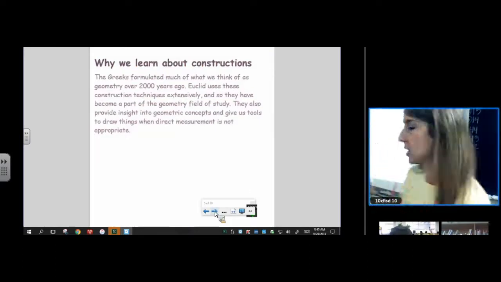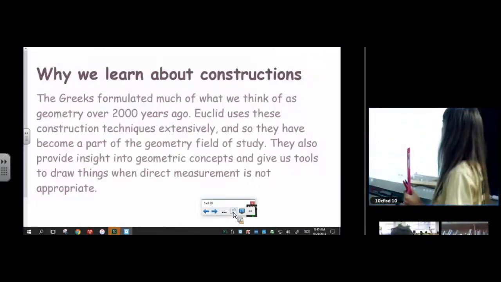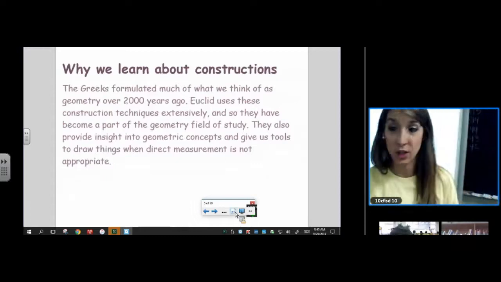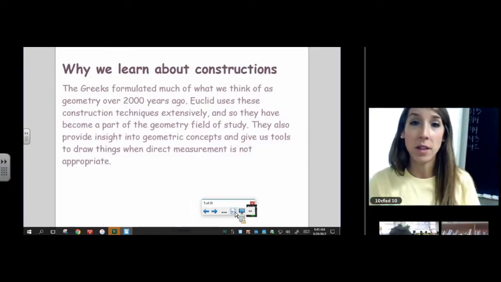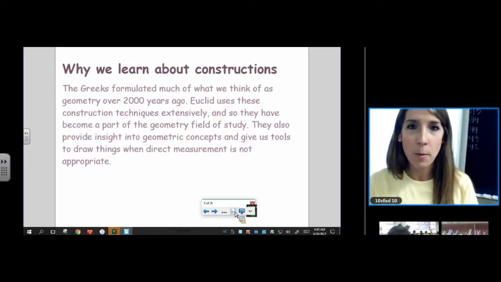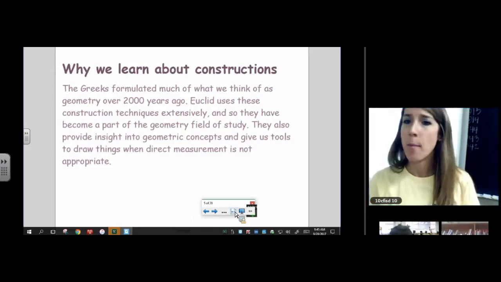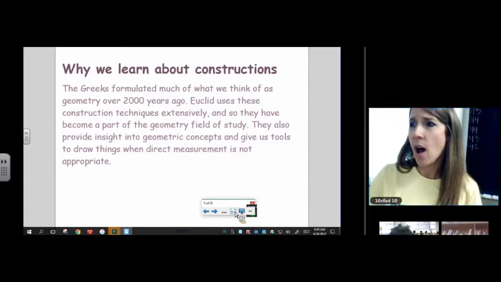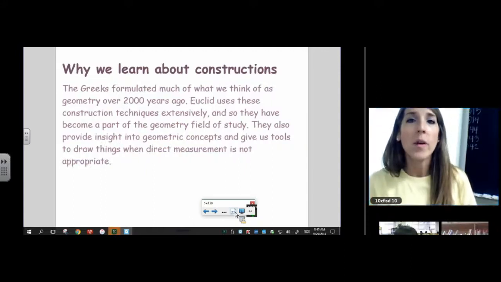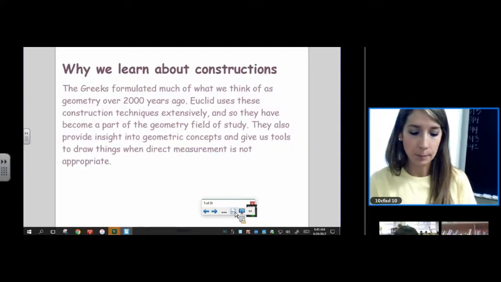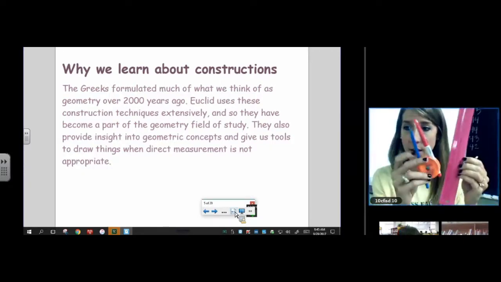I always get asked this question, why in the world do we need to know how to use a compass or construct things in geometry? So, when the Greeks were formulating, like literally what we learn in math, the postulates, formulating how shapes relate to each other, formulating how the altitude of a triangle compares to the perimeter, when they were making all of these theories, postulates, and ideas, they used tools similar to these right here.